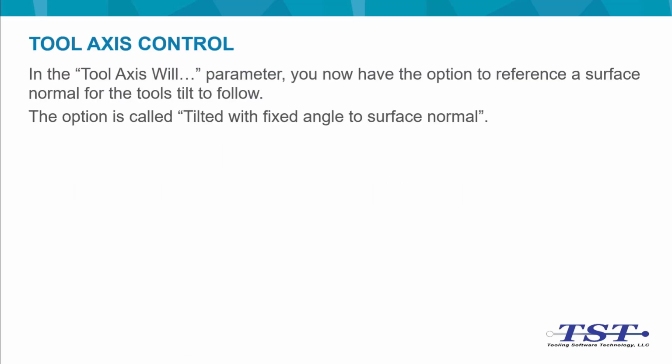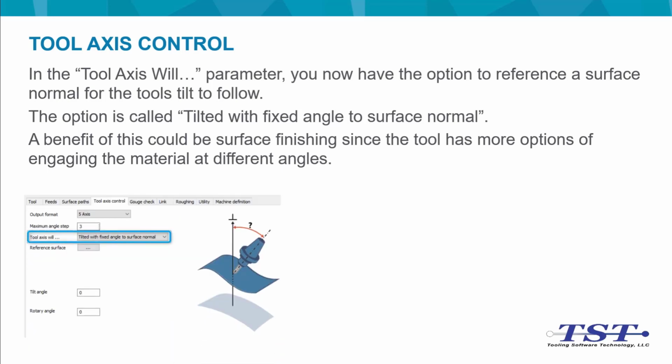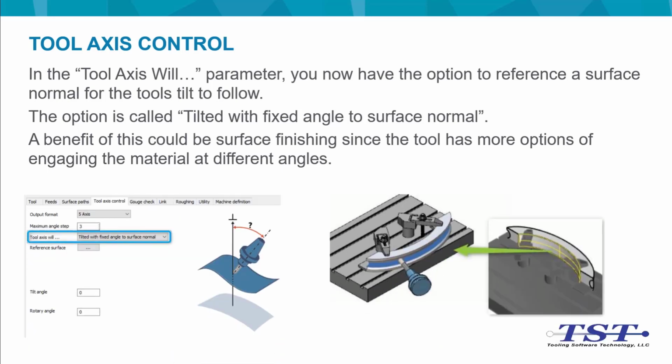Under the tool axis control, you can choose the option to utilize a surface normal to fix your tool's tilted angle at. As you can see here, we have the back surface that is used for the guiding surface, and it's taking the tool's tilt and making it normal to that surface.